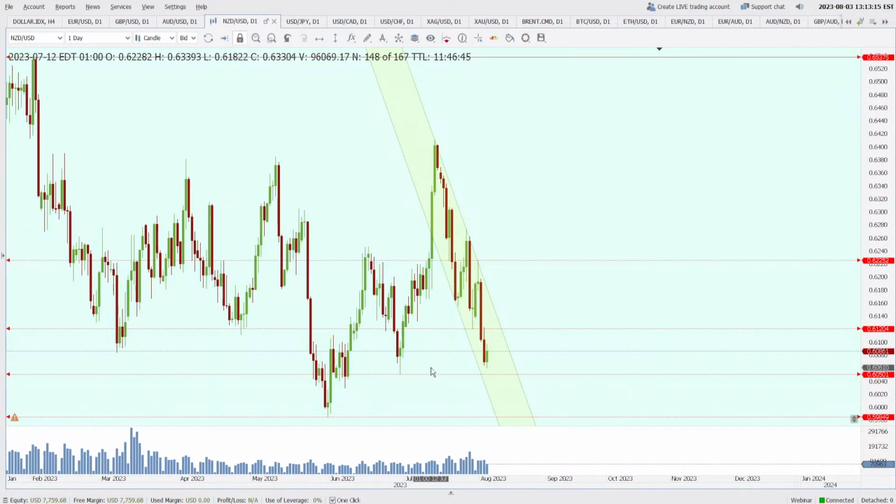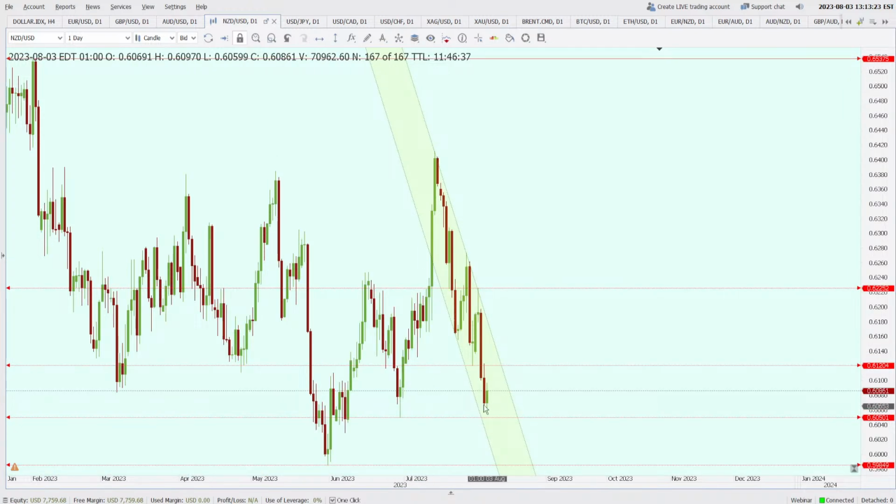And on the way down, the next level of support is around 0.6050. If that is taken out, then 0.5984 will become the next level of support, which may be tested soon.